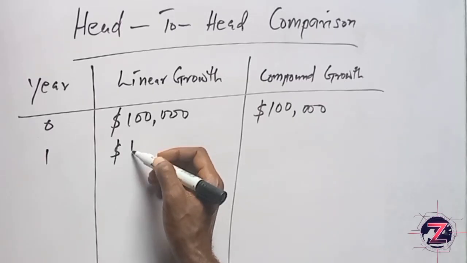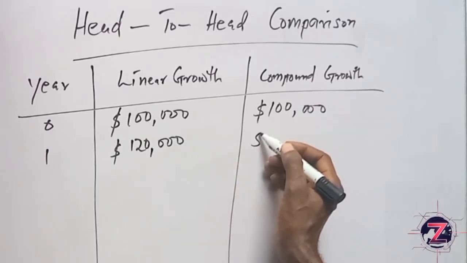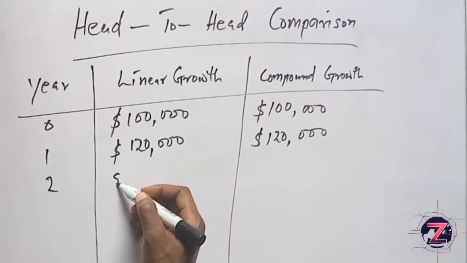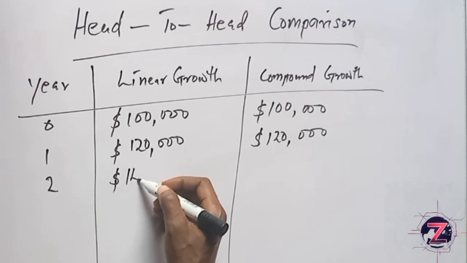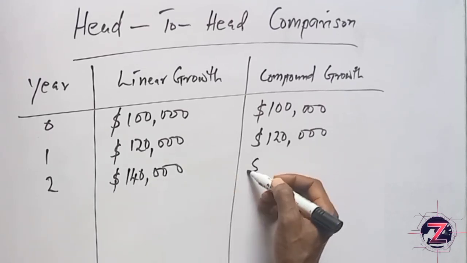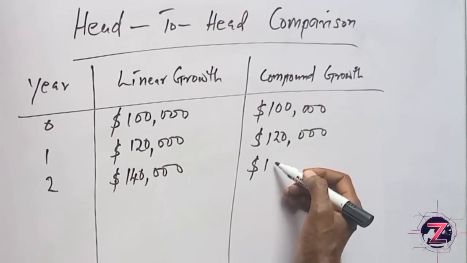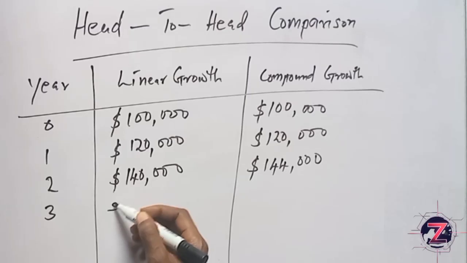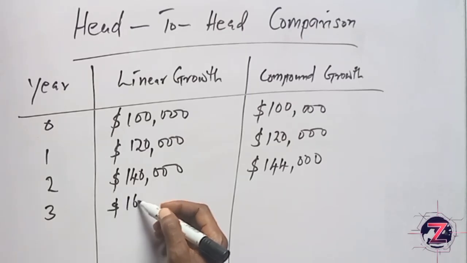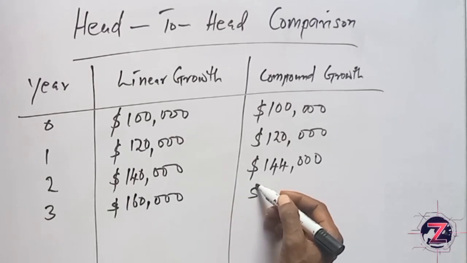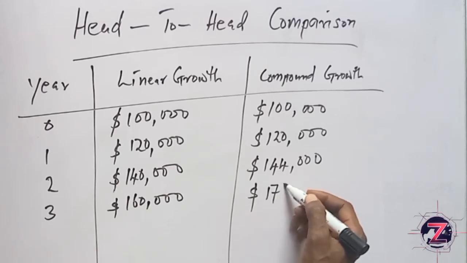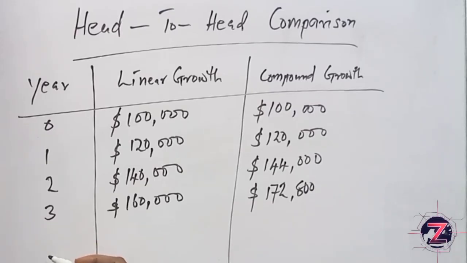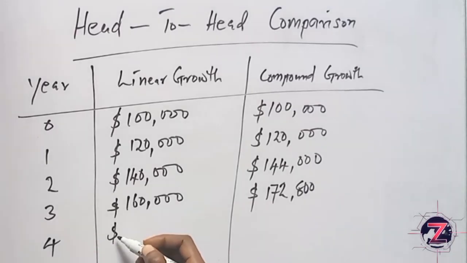Now from the table, you can see from year 0, the linear growth is 100,000, while the compound growth is 100,000, meaning they start from the same starting point. Then in the first year, year 1, linear growth becomes 120,000, and compound growth attains the same. But getting to the second year, linear growth becomes 140,000, whereas compound growth increased a little bit further to $144,000. Year 3, linear growth is 160,000, compound growth is $172,800.